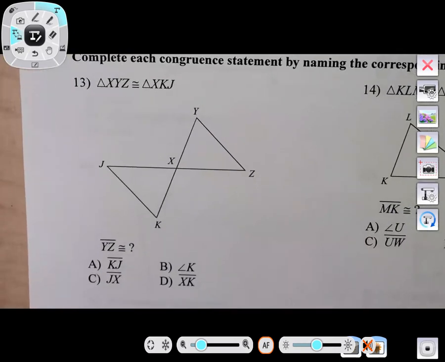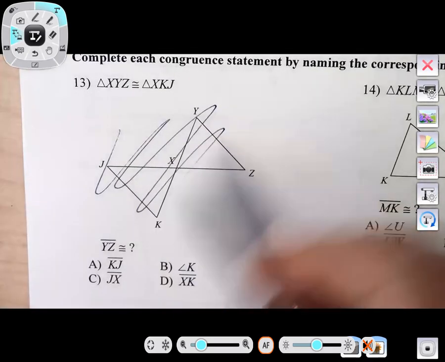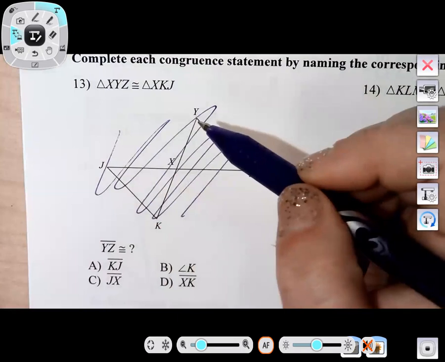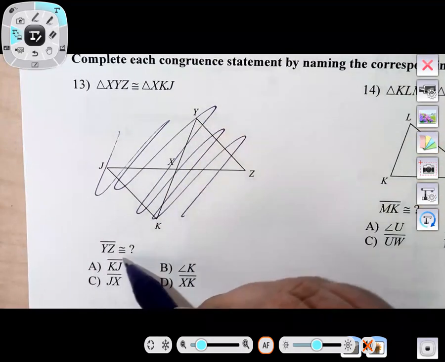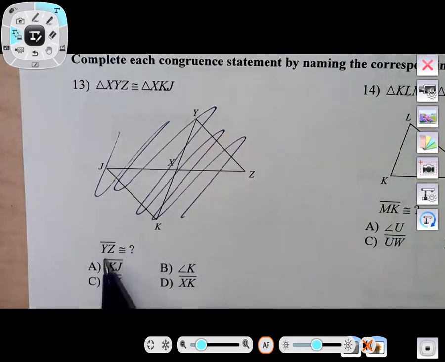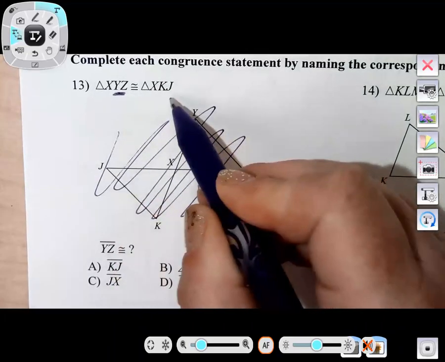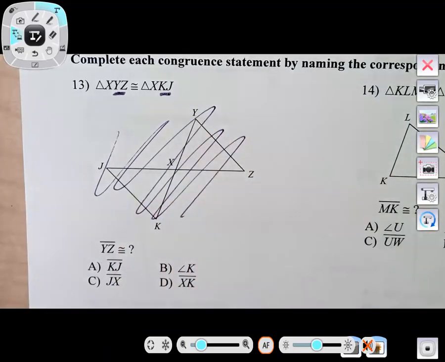These are the ones where I don't even look at the diagram. The congruent statement is key here. They want to know down here, I know it's a little hard to read, but they want to know what side matches up with YZ. Remember how we did this? You just look up here, YZ has to match up with KJ. Remember that? And it was so easy when we did it. You just got to remember that that's what you're doing.